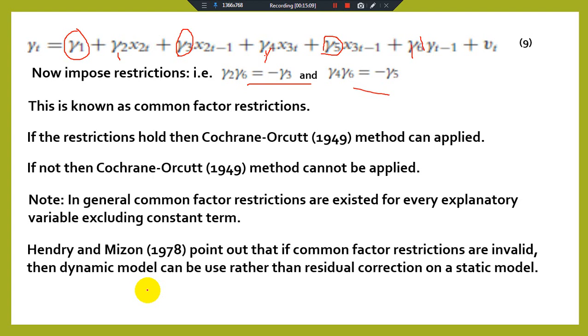So this is all about the Cochrane-Orcutt method of dealing with autocorrelation, or removal of autocorrelation.